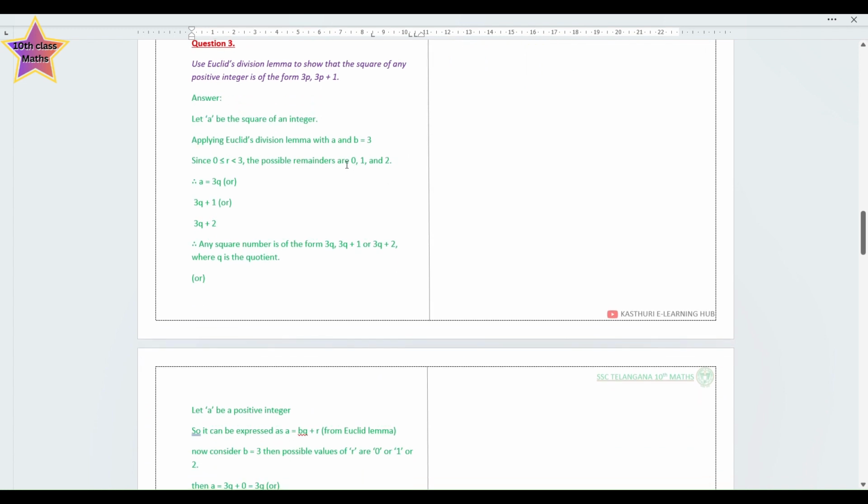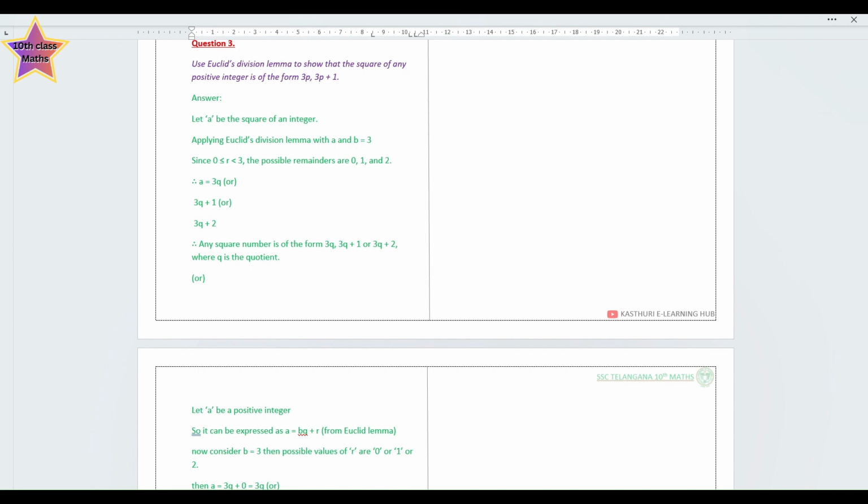We go to the next question. Use Euclid's division lemma to show that the square of any positive integer, here there is no condition, even, odd, any positive integer, is of the form 3p or 3p plus 1. So what we will do is, we will assume any number, let a be the square of an integer. Apply Euclid's division lemma with a and b equal to 3, because here it is written in multiple of 3. So b equal to 3.